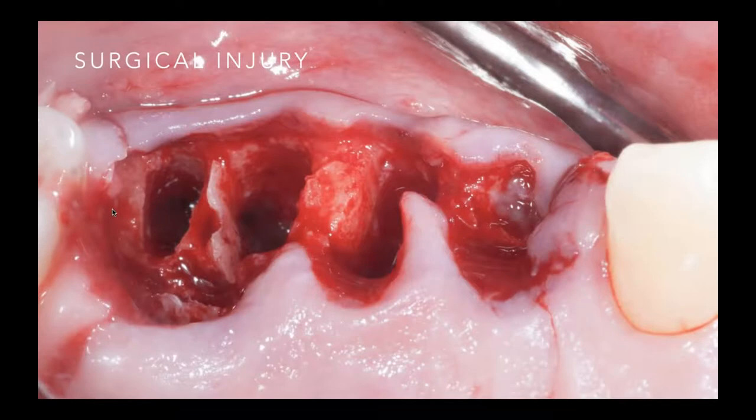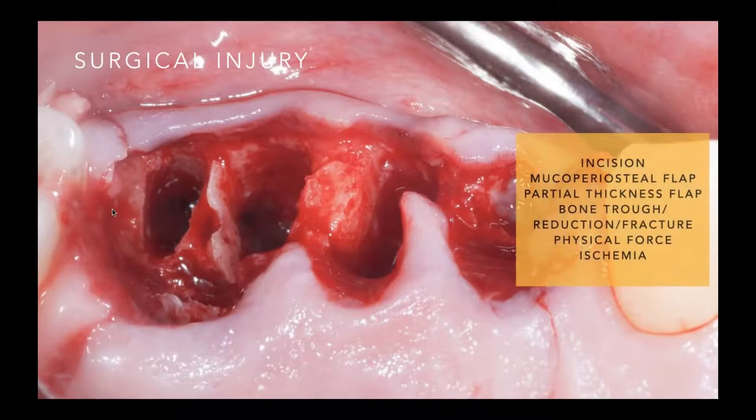So the healing process starts with a surgical injury. That could be caused by the sulcular incisions, by crestal incisions, by the vertical incision. So all the incisions, and also the actual trauma from the extraction itself, the pressure that is delivered not only to the teeth, but to the bone and the soft tissue.